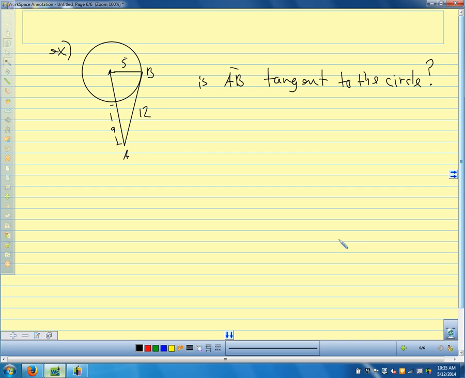So this looks kind of like our last problem, and we want to use a similar process to solve it. If this segment is tangent to the circle, what would that angle be? That would be 90 degrees. How can we tell if that's a 90-degree angle? If it is, this would be a right triangle. And what always works for a right triangle? Pythagorean theorem. So what this problem is asking us to do is test the Pythagorean theorem.